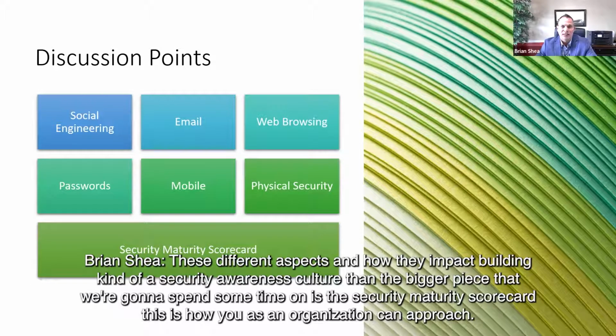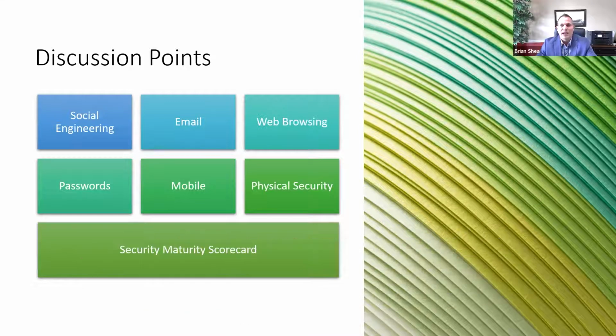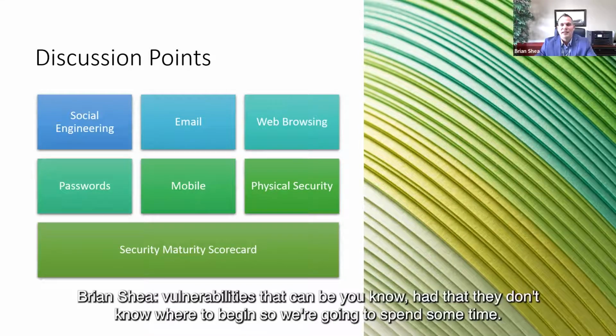This is how you as an organization can approach building security awareness and moving into a program, where these things are typically overwhelming, right? A lot of organizations get paralyzed and don't know where to begin because there are so many different technologies out there and so many different vulnerabilities. So we're going to spend some time on that.